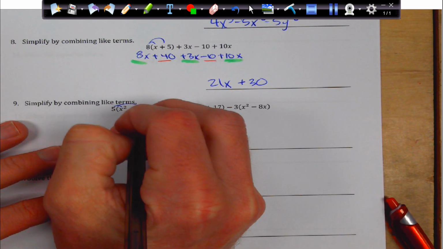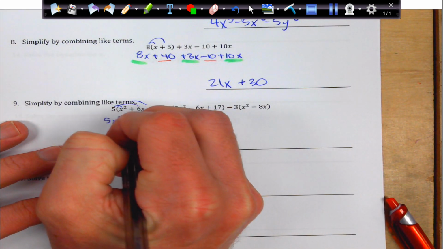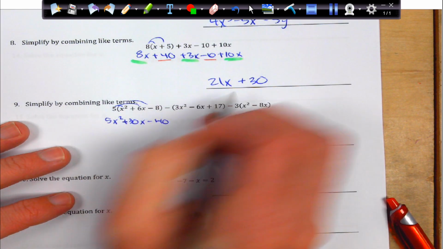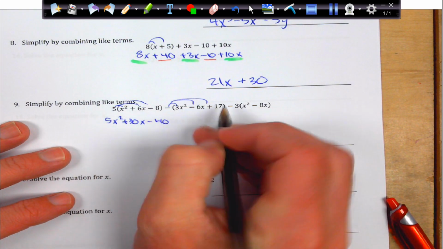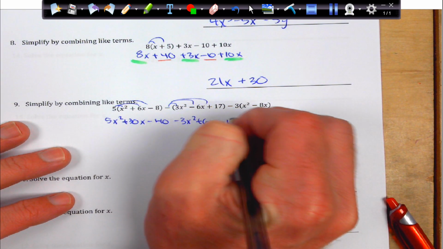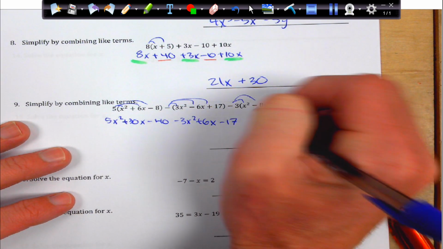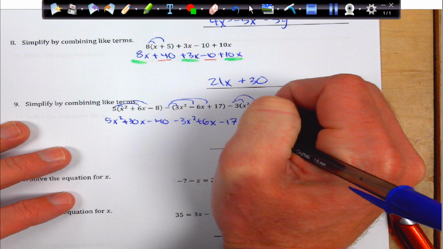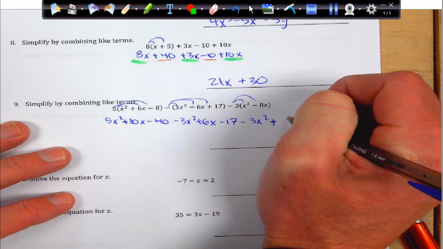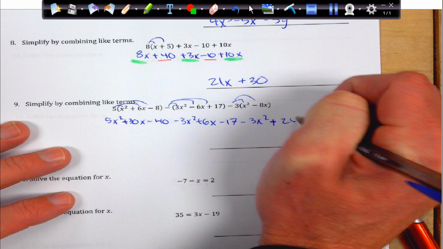So distribute and combine like terms. So distribute, we get 5x squared plus 30x, and 5 times 8 is negative 40. This is just going to distribute a negative all the way through, so we basically just change the signs of everything. And same here. We're going to change the sign and multiply by 3. So negative 3x squared, that becomes a positive 3 times 8, 24x.